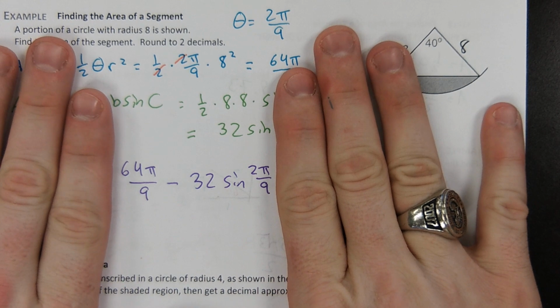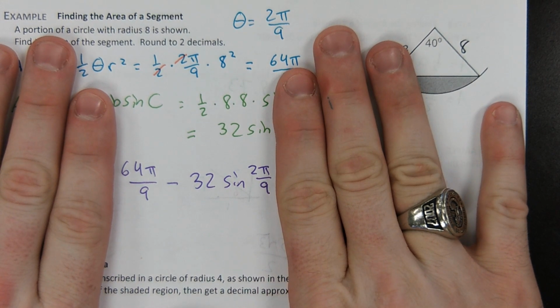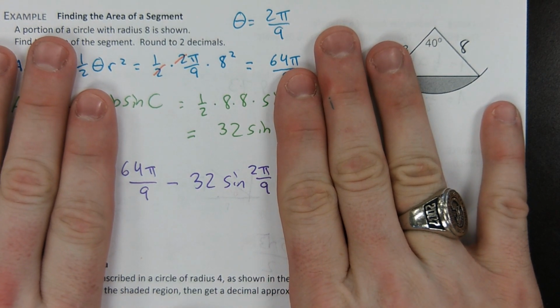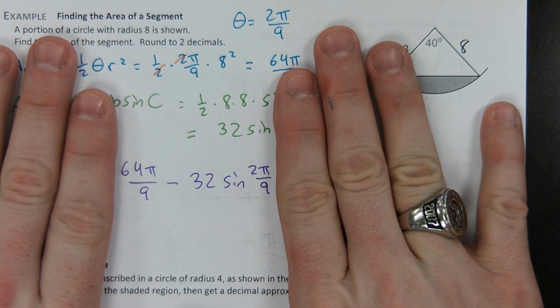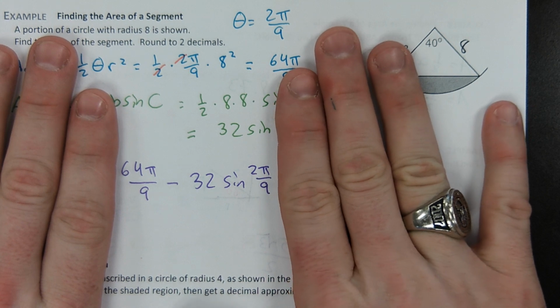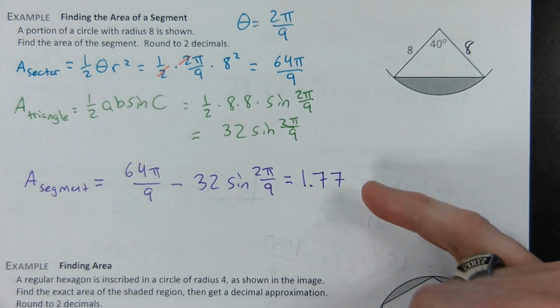That's the answer without the calculator. 64 pi over 9 minus 32 sine of 40 degrees, or 32 sine of 2 pi over 9. That's the exact answer. This is the decimal approximation to 2 decimals.